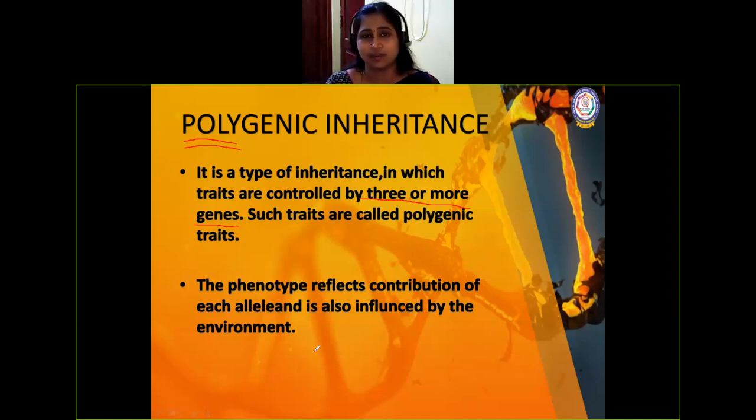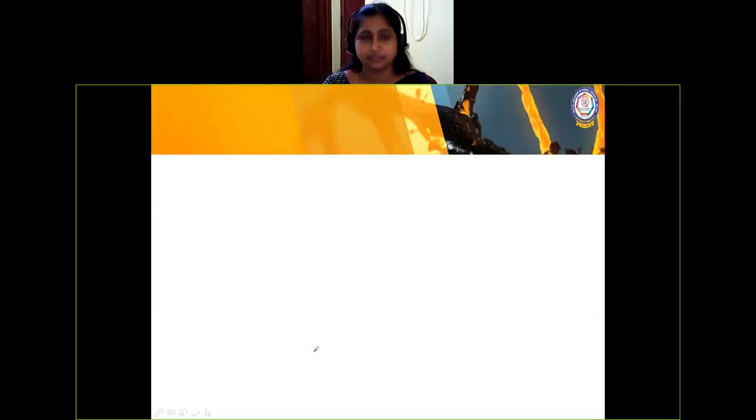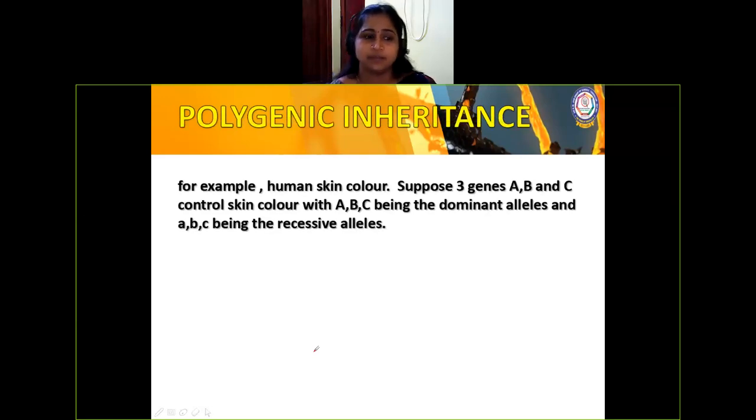That's what we explained here. So we'll see an example. It will be still more clear for you. For example, human skin color, three genes, as I said, A, B, and C. I'm using the word gene here, not allele. When we are writing in a pair, we call it an allele, right? And when we start with the dominant, we'll talk about the recessive also. So capital A, capital B, capital C dominant, small a, small b, small c recessive.